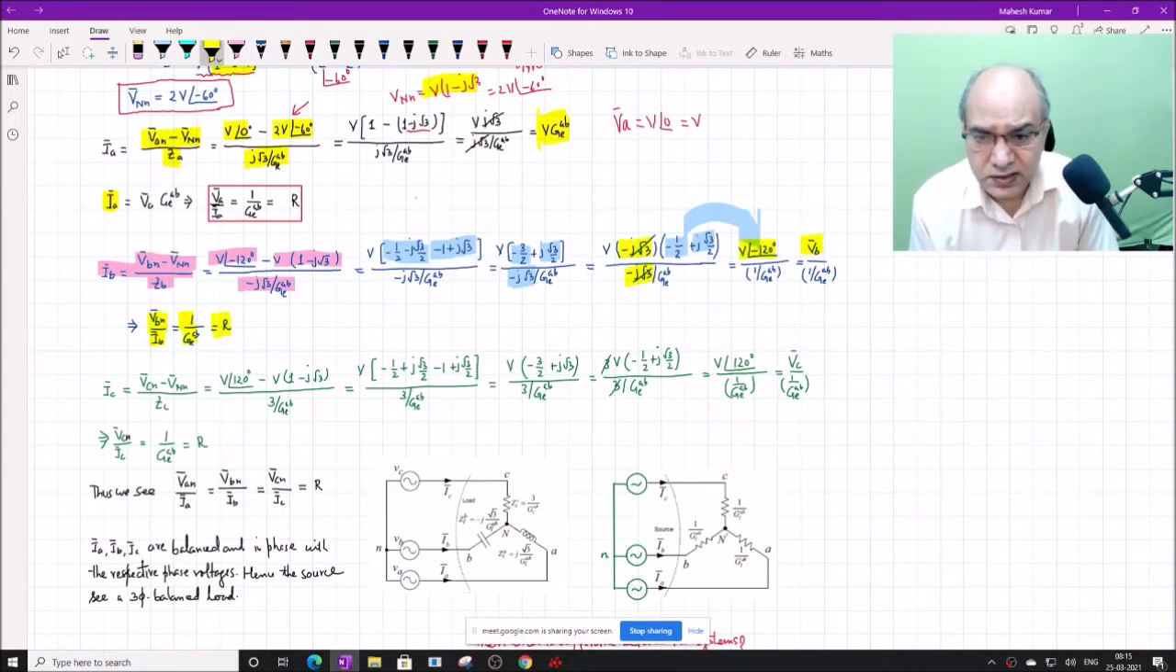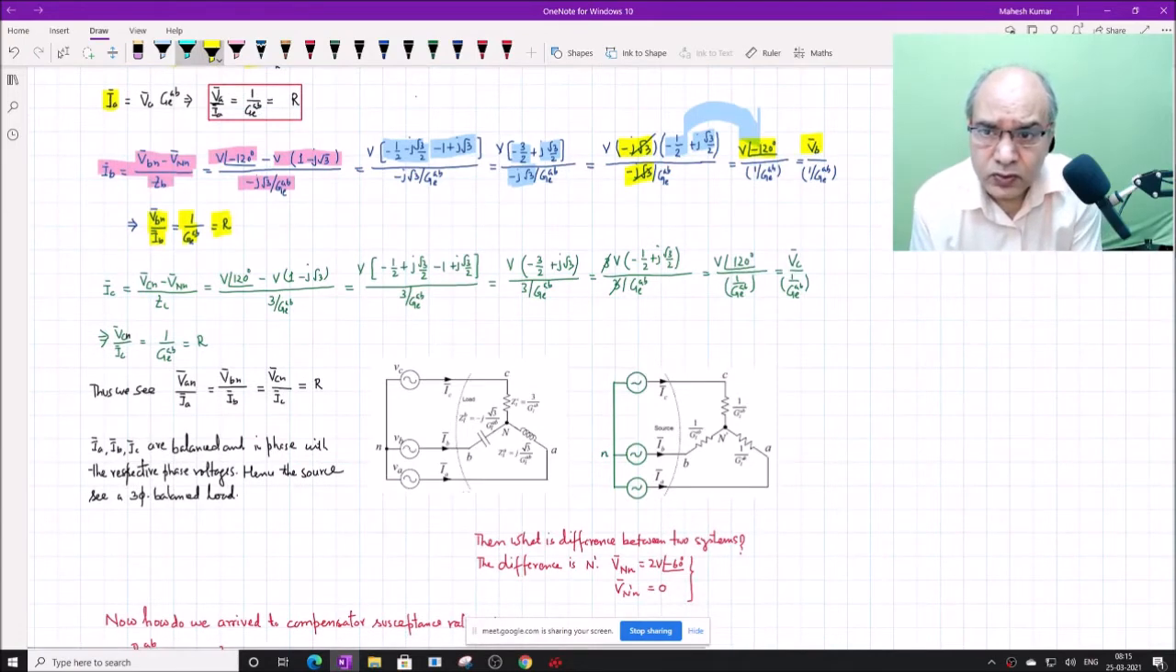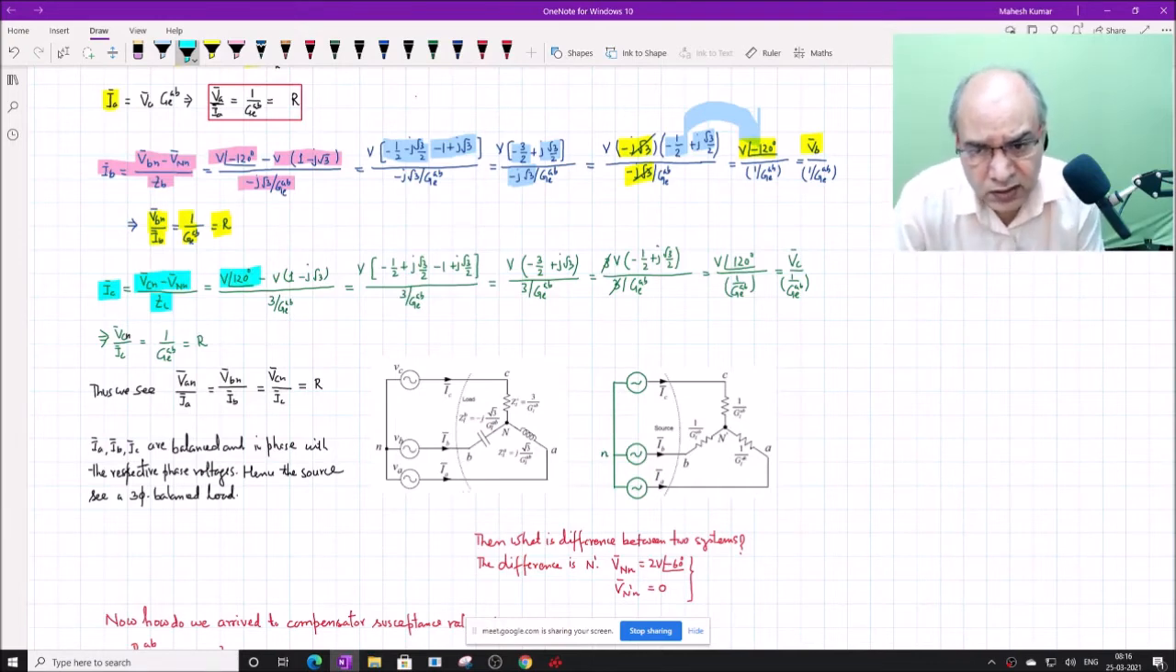Let us try the third phase. IC equals BCN minus BNN by ZC. Same thing, BCN is B angle of 120 degree, and BNN is 1 minus J root 3 by J root 3. Simplify them: minus half plus J root 3 by 2, minus half minus J root 3 by 2. So this will go away, J root 3 by 2 and J root 3 by 2 will add up, and they become twice of J root 3, and this becomes minus 3 by 2.